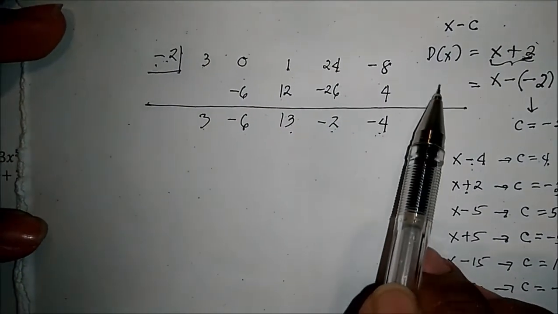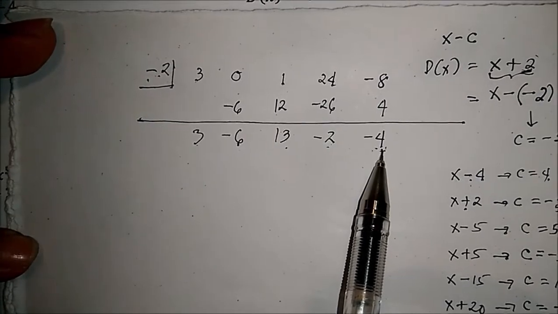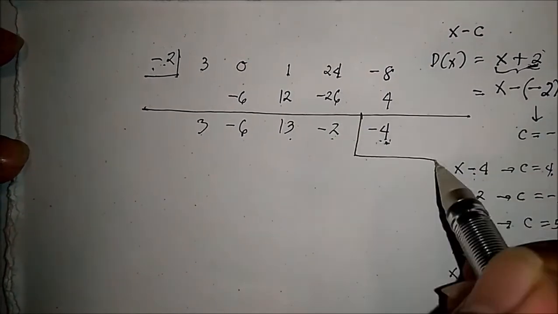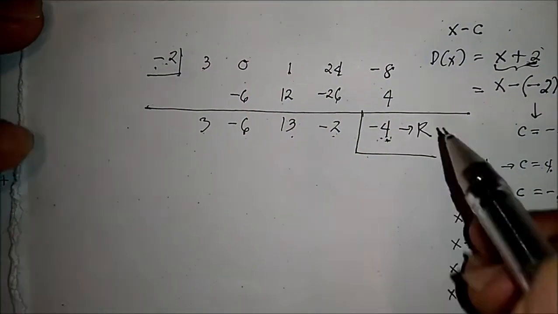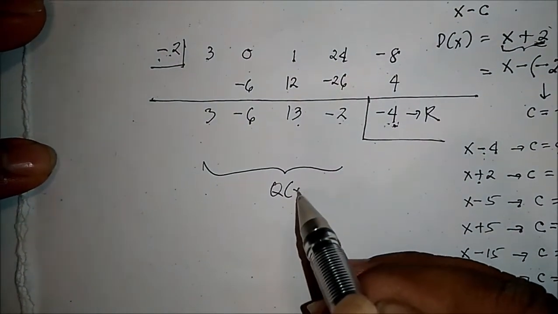Pag chinek natin dito, wala nang next column. So, hindi na. So, yung term na i-multiply is already part of the remainder. In this case, this is our remainder. Okay? Ito yung ating Q of X. This is our Q of X.